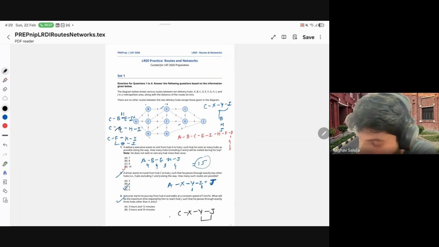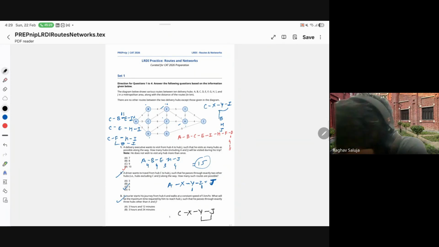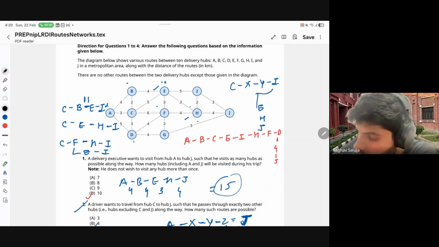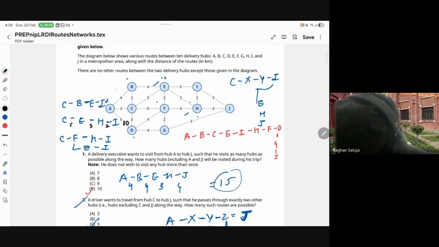Now C, E, H and I. C to E is 5. E to H is 3. H to I is 2. This gives you 10. The previous one gave you 11.